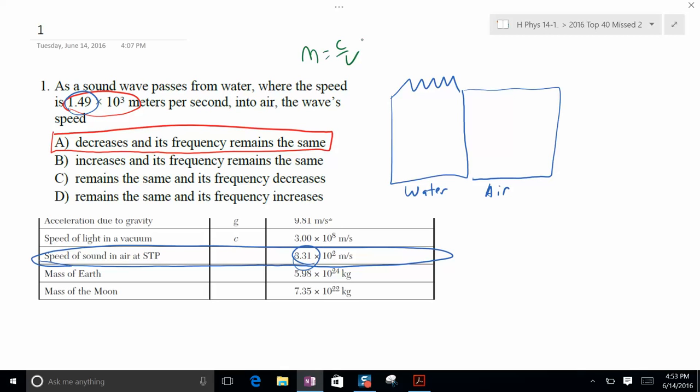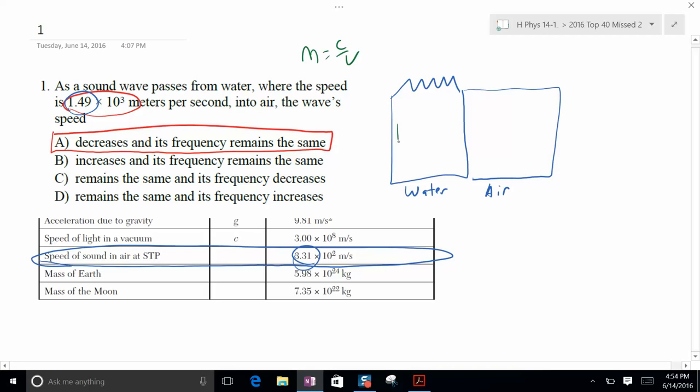Here we have a mechanical wave that requires a physical medium. Physical waves, such as sound, tend to travel the fastest when the molecules are closer together. So sound waves are going to travel fastest in solids, a little slower in liquids, and a lot slower in air because the molecules are further apart.